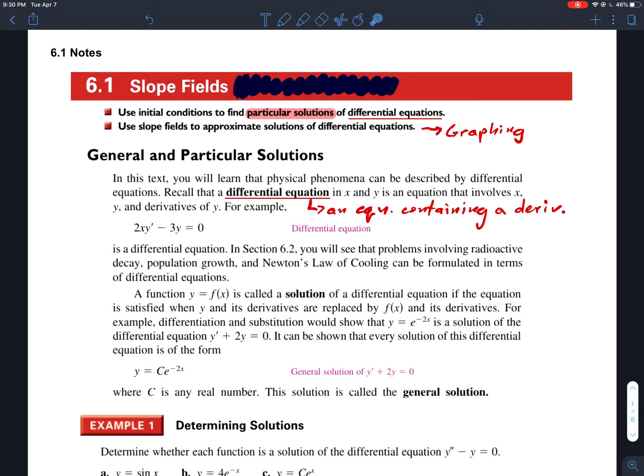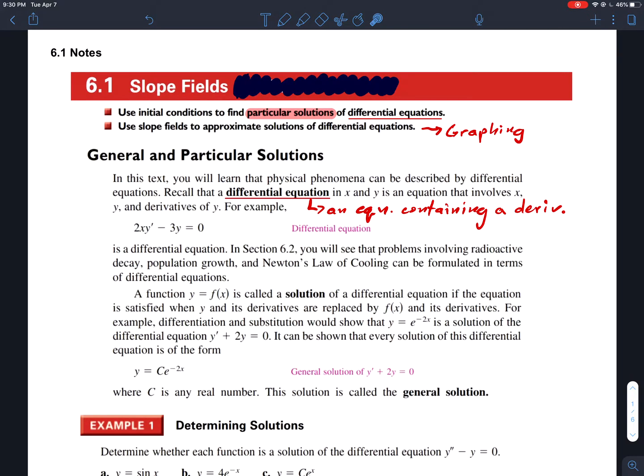All right, a function y equals f of x, as I said, is the solution. So if you knew what y was, it would solve the DE. This is an example. There are infinite possible differential equations. Just come up with anything that involves a derivative and some other variables, and you've got a differential equation. It is a solution if the equation is satisfied when y and its derivative are plugged in, essentially.